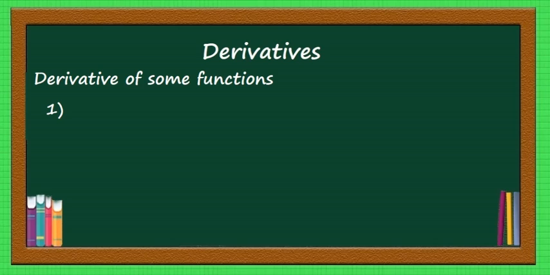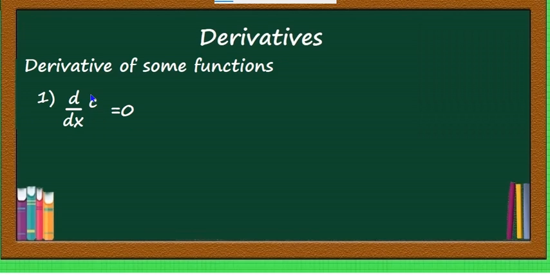Hello students, you should remember the derivatives of these standard functions, and you can solve the problem directly by applying these results. The first one is d by dx of a constant function, which is equal to 0. Here d by dx of constant is 0, which means if c is any constant, its derivative is 0. For example, what is d by dx of 5?